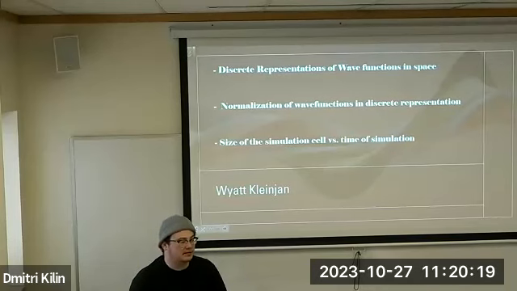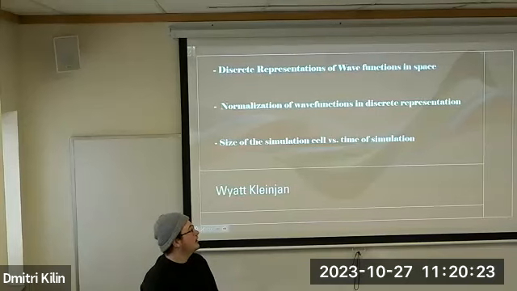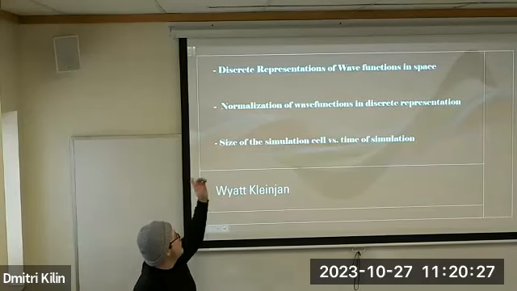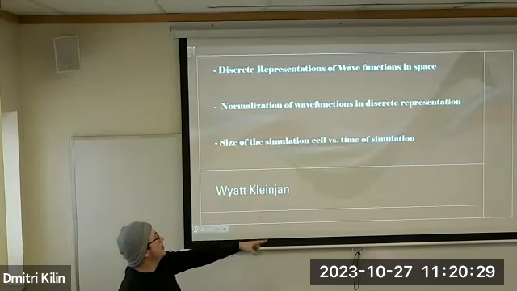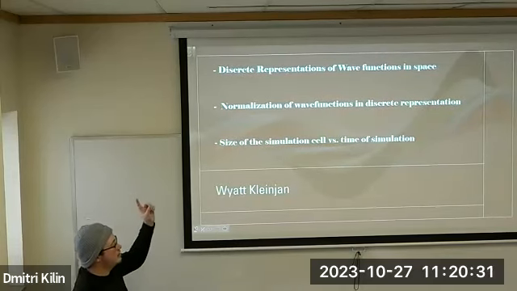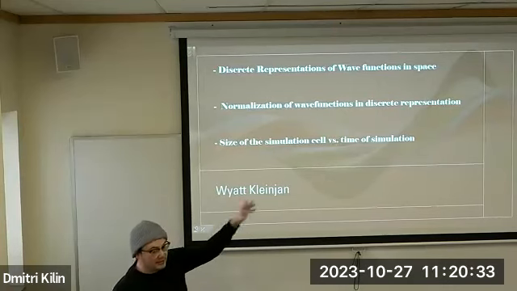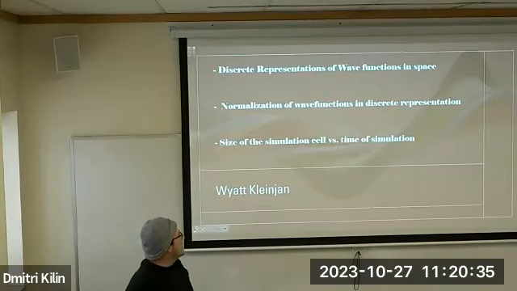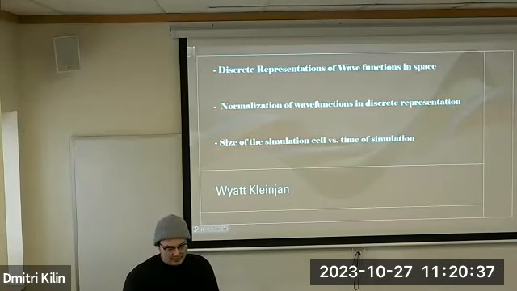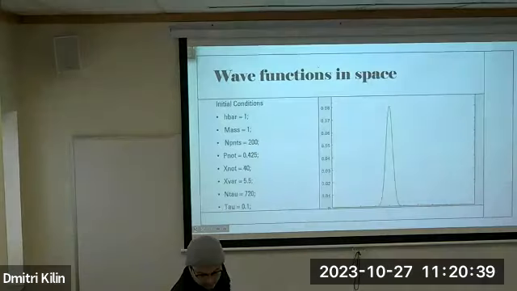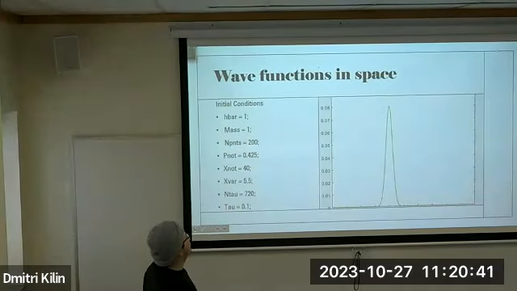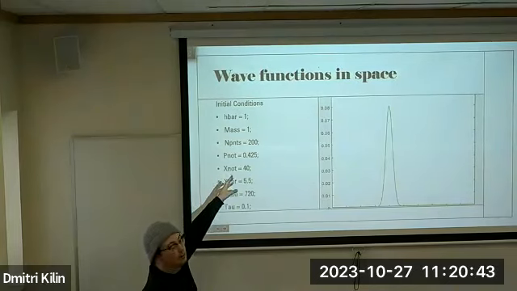I did my best with this, but I'll try to explain it the best I can, so that you guys can get somewhat of an understanding. What I have is a discrete representation of wave functions in space, the normalization with the equation of it to help give a discrete representation, and then the size of a simulation cell versus time simulation. So this is the wave function initial conditions here in MATLAB and the code that we had here.